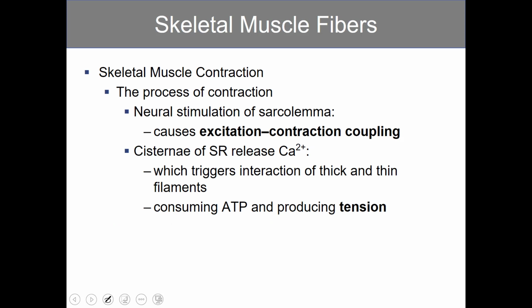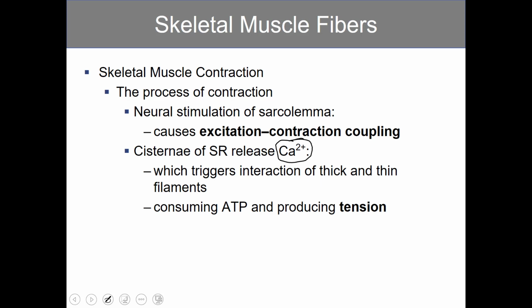The process of muscle contraction requires neural stimulation of the sarcolemma. And from that nervous input, from the signal from the nervous system, it's going to cause what's called excitation contraction coupling. Let me say that again. Excitation contraction coupling. And this involves the terminal cisternae of the sarcoplasmic reticulum and the release of calcium.